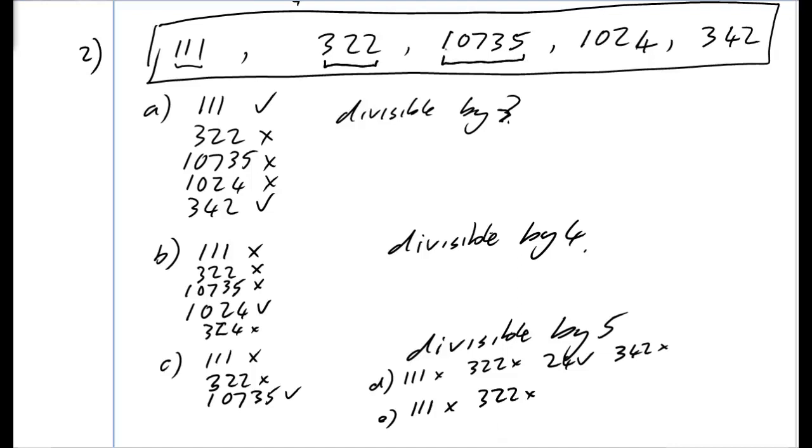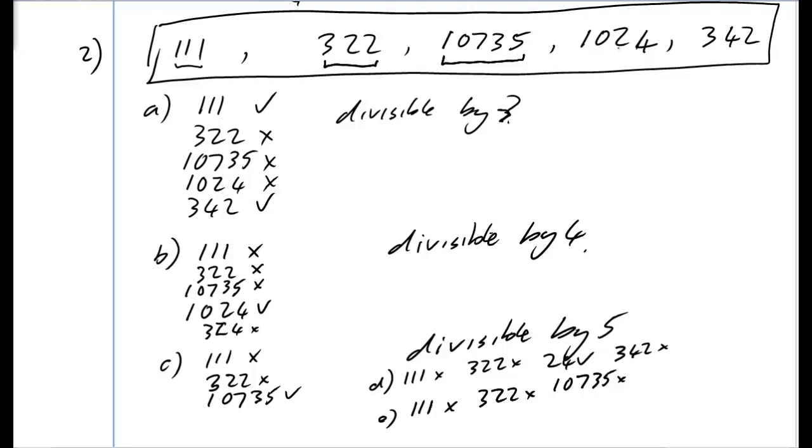Let's look at this number. Let's add up all those. 1 plus 7, obviously you don't have to think about 0 because the 0 doesn't count in adding. 1 plus 7 is 8, plus 3 is 11, plus 5 is 16. Is 16 divisible by 9? No. So that number is not divisible by 9.